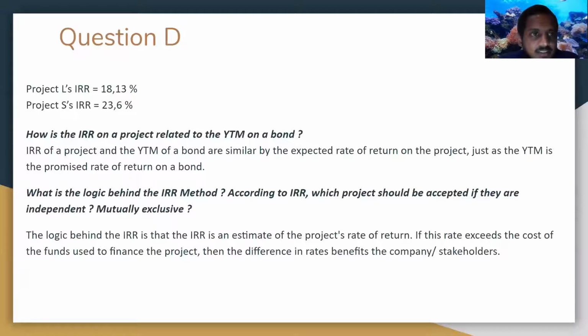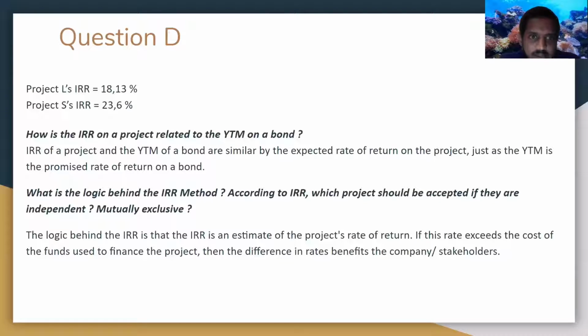Using the financial calculator, we can get the project L IRR is 18.13%, and for project S, we can get 23.6%. So the next question is, how is the IRR on a project related to the YTM on a bond? Basically, they're the same. IRR of a project and the YTM of a bond are similar as the expected rate of return on the project. But the difference is the YTM is the promised rate of return on a bond, not on a project.